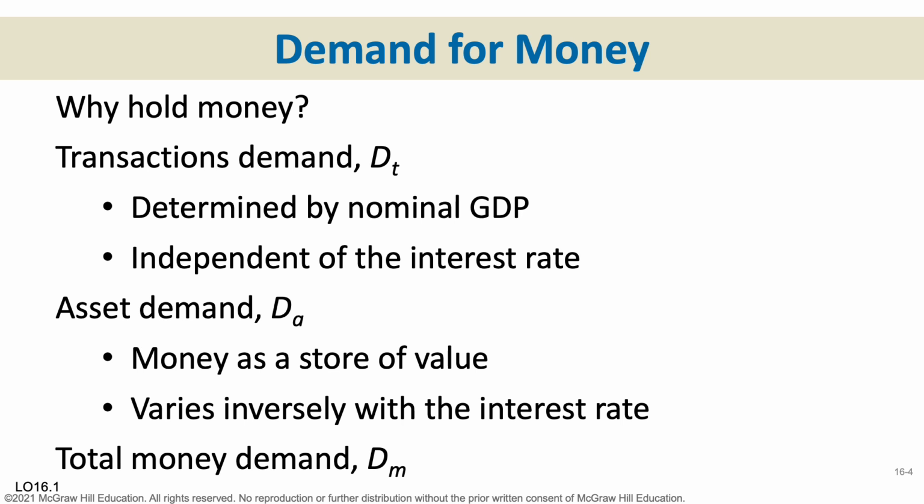When we add the transaction demand and the asset demand for money, we get the total demand for money. Do you remember the three functions of money that we studied 2 chapters ago now? We said one of them was as a medium of exchange. That's what the transaction demand for money is aligned with. And then we said another function of money was as a store of value, and that's the asset demand for money. We're just going to hold it so that we can use it later. We're going to add both of those together to get the total demand for money.